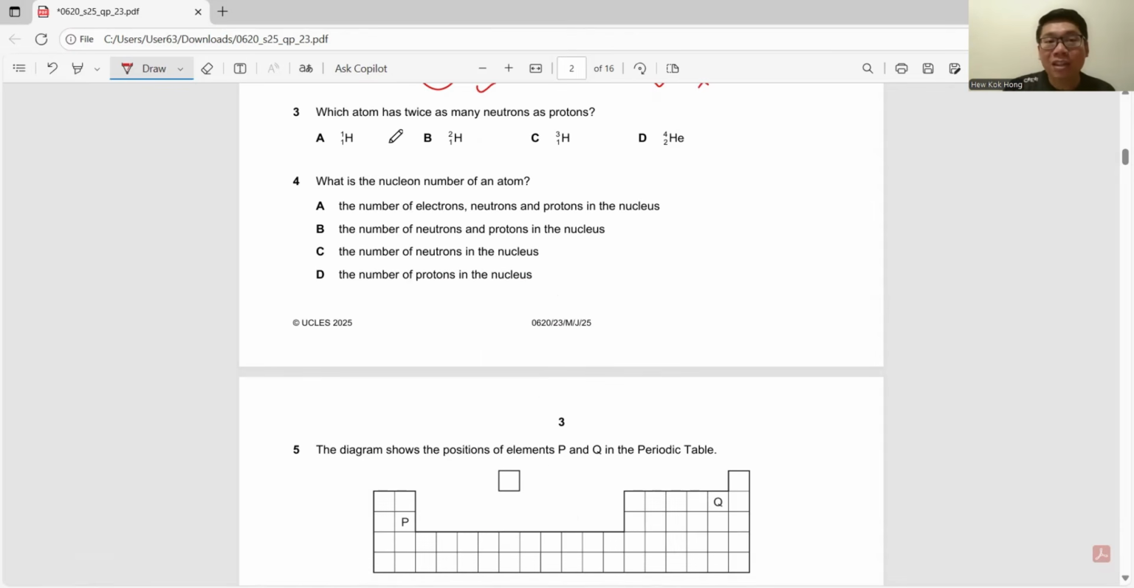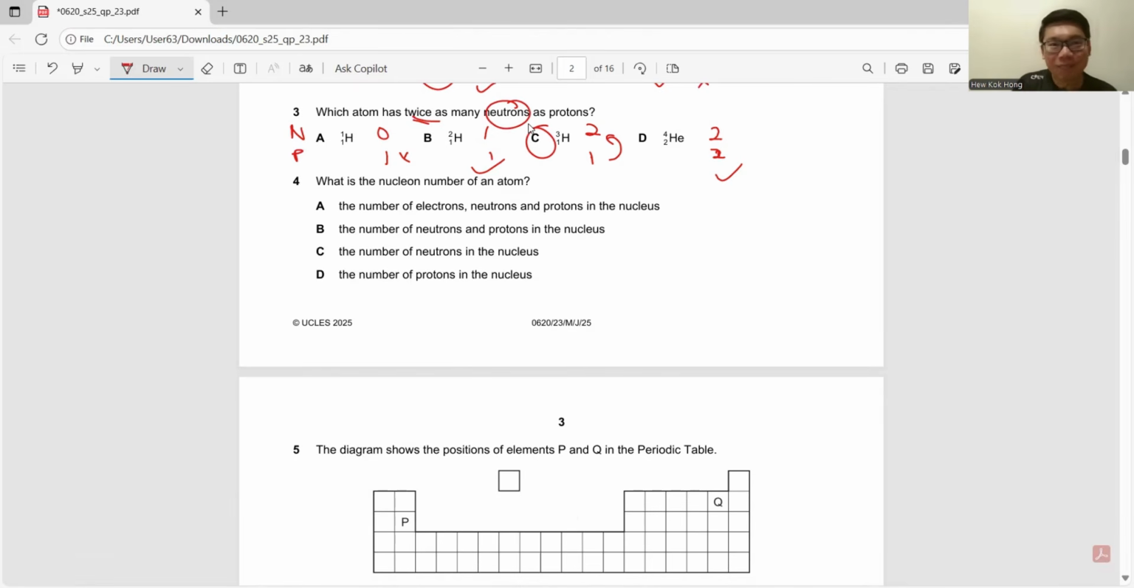Number 3, which atom has twice as many neutrons as protons? So we need to list down the number of neutrons and protons. We know hydrogen has 1 proton, so neutron is 0 here. 1, 1, 1, 2. Here is 2, 2. So they say twice as many neutrons as protons, which means double the protons, so it's actually C. For this and this, they have the same number of protons and neutrons.